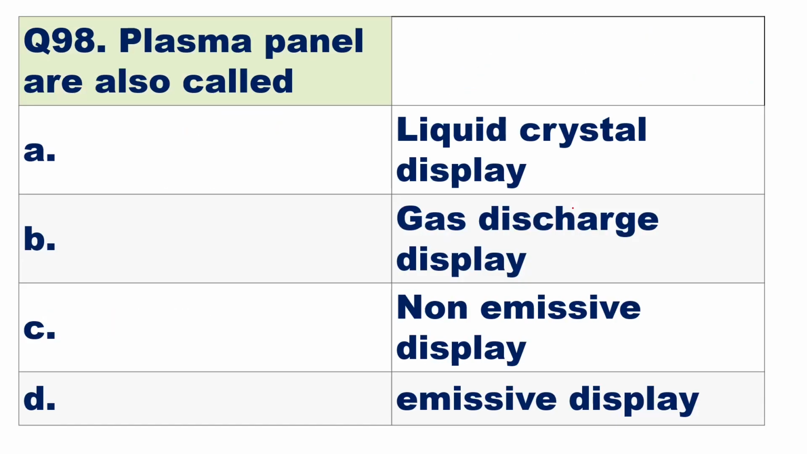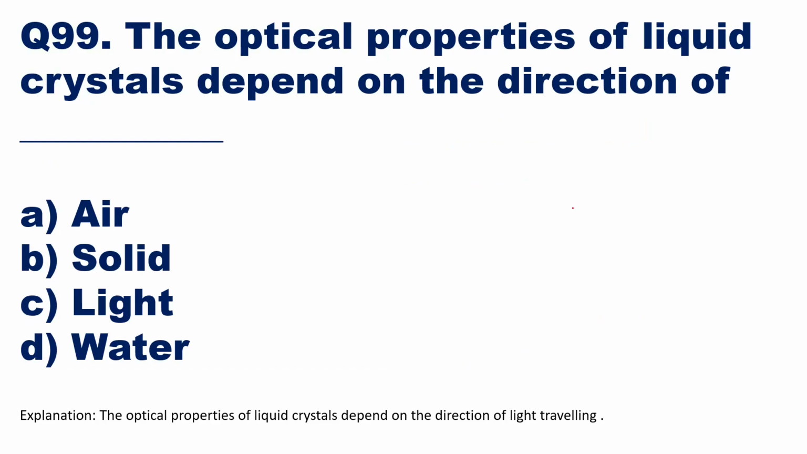Then we'll go to the next question, question number 98. Plasma panels are also called as? If you see the theory of how a plasma panel works, basically it is a gas discharge display. So it is not a liquid crystal display, not a non-emissive display, not an emissive display, it is a gas discharge display, which is used in plasma panels. So option B will be the right answer here, gas discharge display.